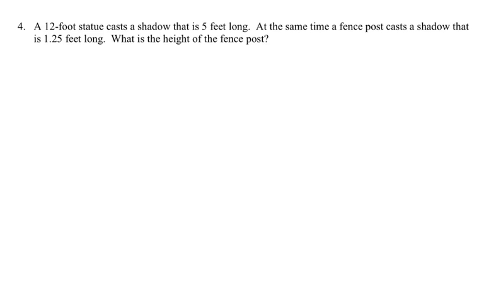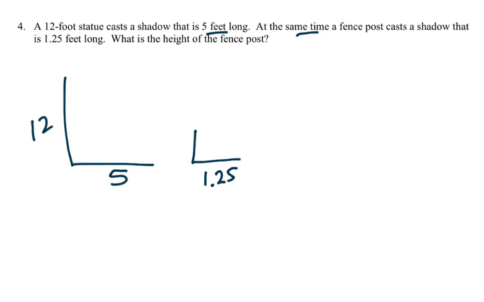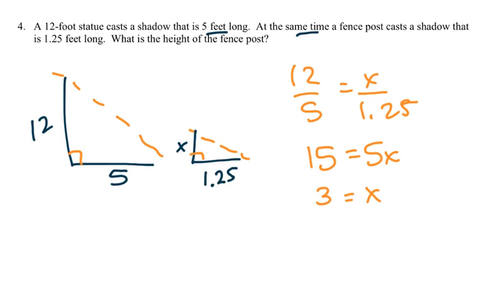Okay, last question. A 12-foot statue casts a shadow that is 5 feet long. So the statue is 12 feet with a 5 foot long shadow. At the same time, a fence post casts a shadow that is 1.25 feet long. It doesn't have to be fancy. What is the height of the fence post? The reason these are similar triangles is because the sun is shining at the same angle for both of them, and they're both hopefully standing straight up. So pause the video, write your proportion, and solve the question. So this means that the fence is 3 feet tall.